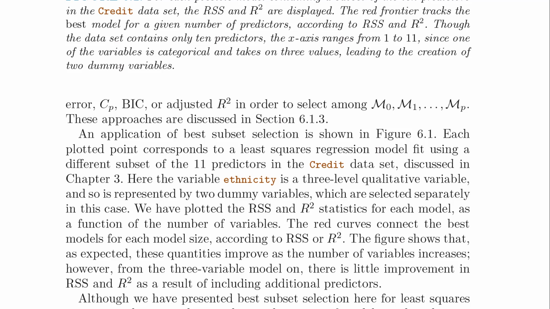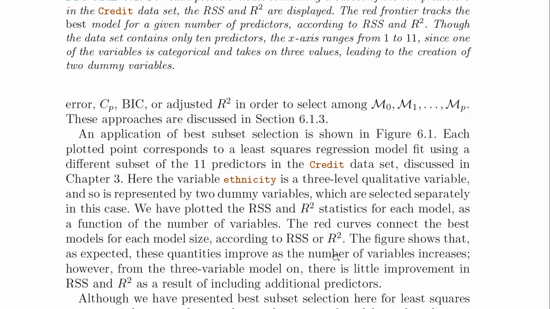An application of best subset selection is shown in figure 6.1. Each plotted point corresponds to a least squares regression model fit using a different subset of the 11 predictors in the credit dataset. Discussed in chapter 3, here the variable ethnicity is a 3-level qualitative variable and so is represented by 2 dummy variables, which are selected separately in this case. We have plotted the RSS and R squared statistics for each model as a function of the number of variables. The red curves connect the best models for each model size, so the number of predictors, according to RSS or R squared.